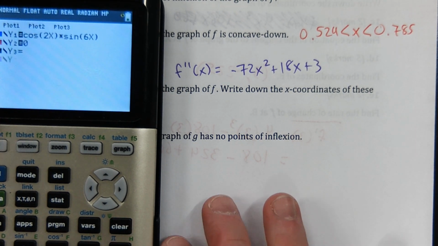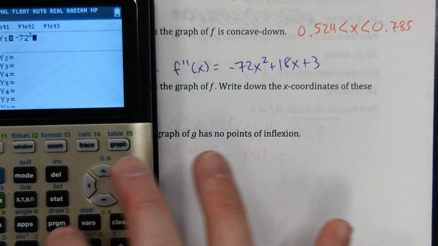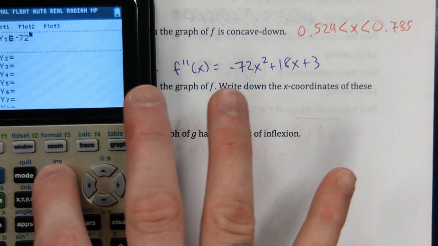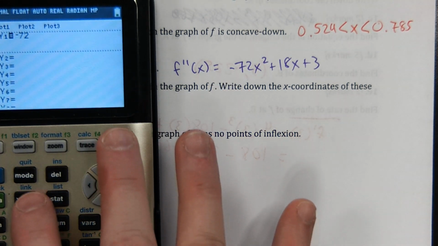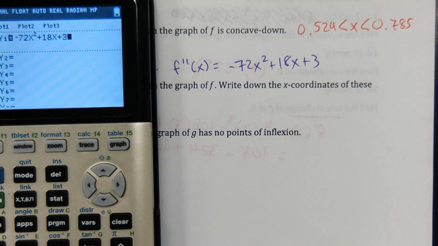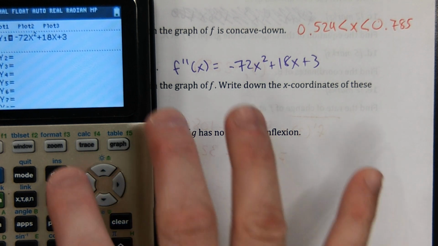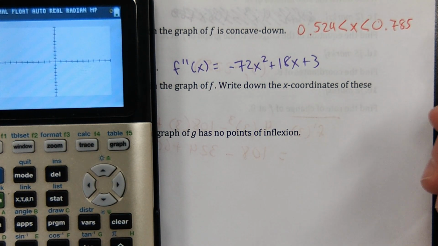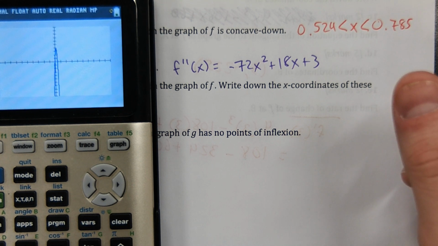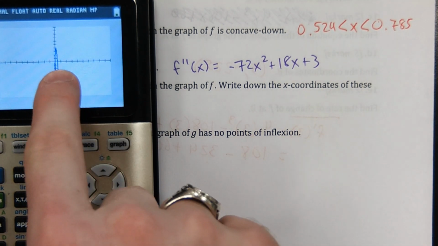Oop, calculator turned off. Negative 72x squared plus 18x plus 3. This is going to be a very steep quadratic. I'm just going to hit zoom 6. Oh, okay. Well, it fit on the screen, but those two numbers are really small.